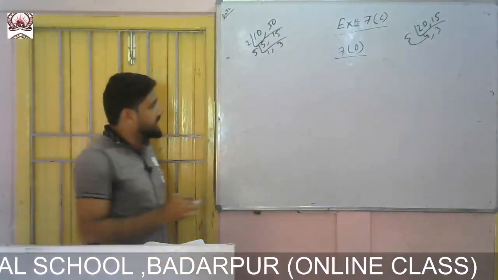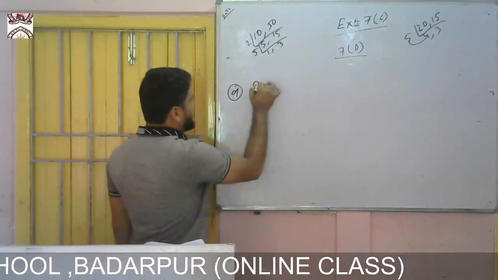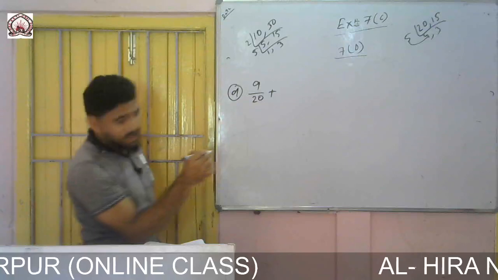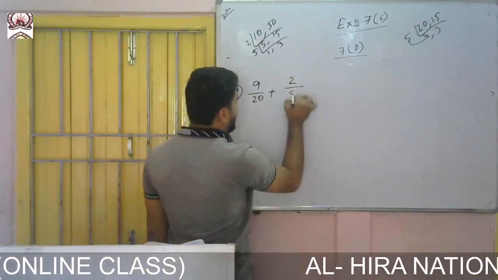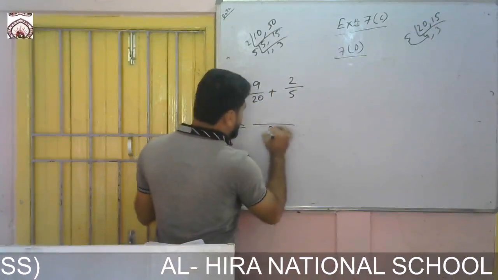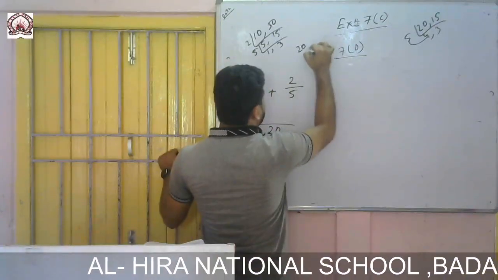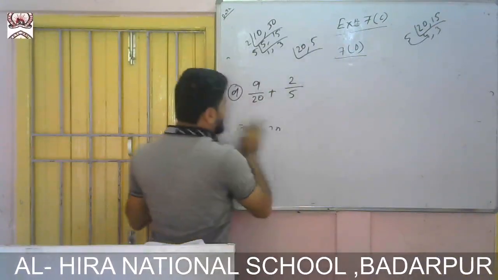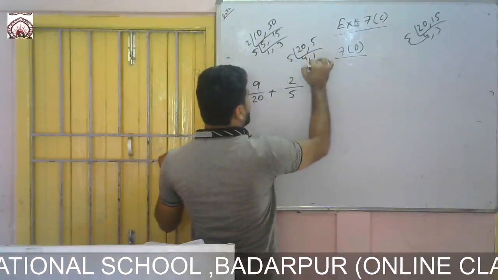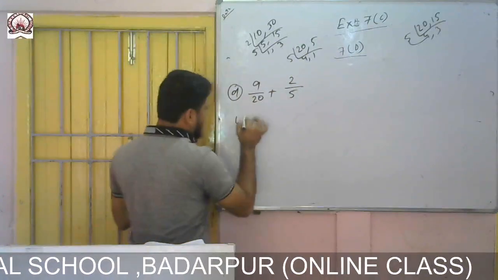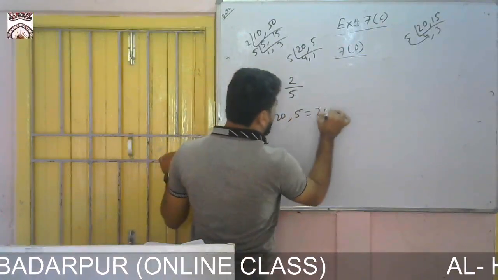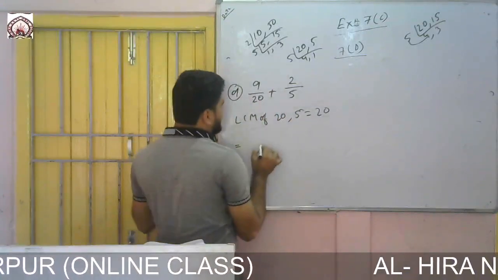So answer you see 9D. 9 by 20 plus 2 by 5. Okay, so LCM will be what? 20. You check 20 and 5. 5 4s are 20, 5 1s are 5. LCM of 20 and 5 will be what? 20.